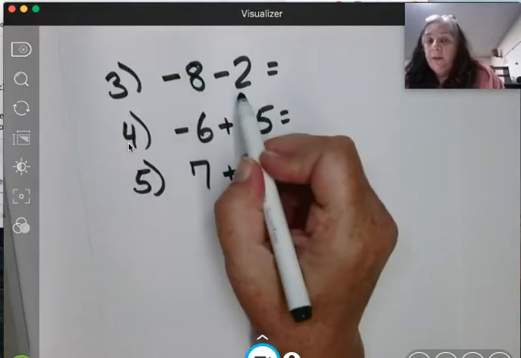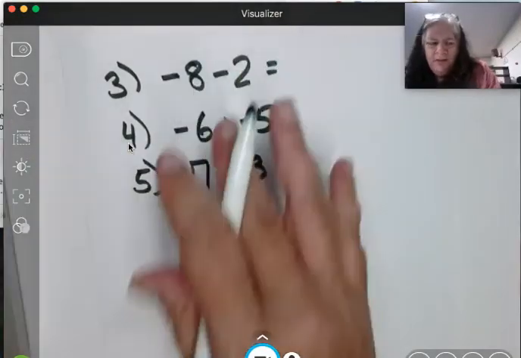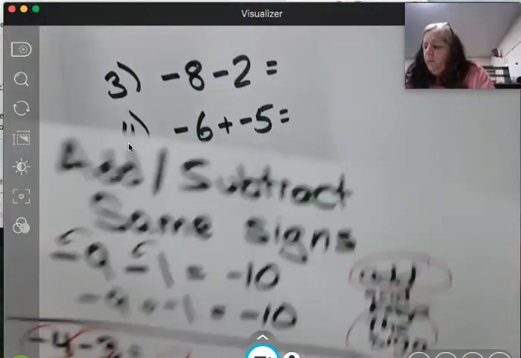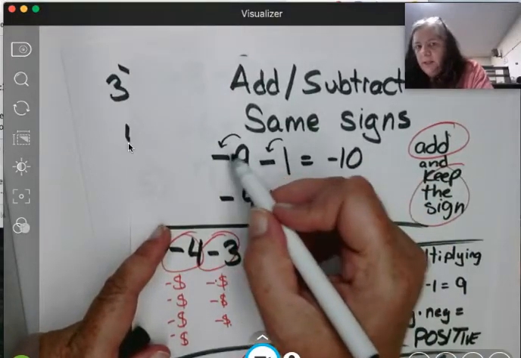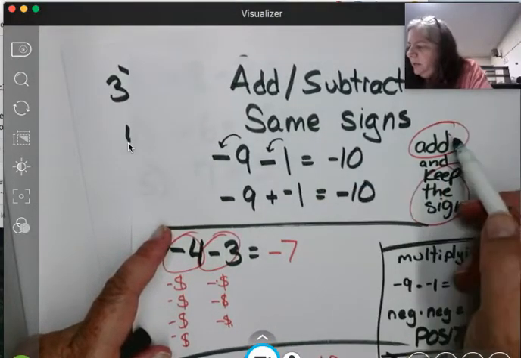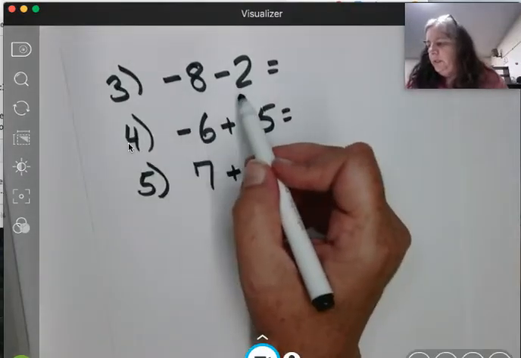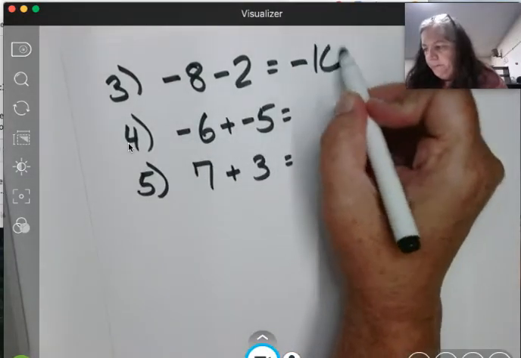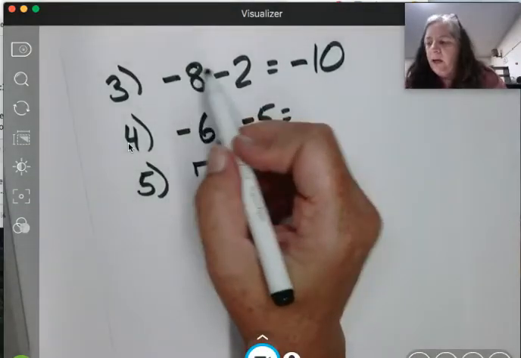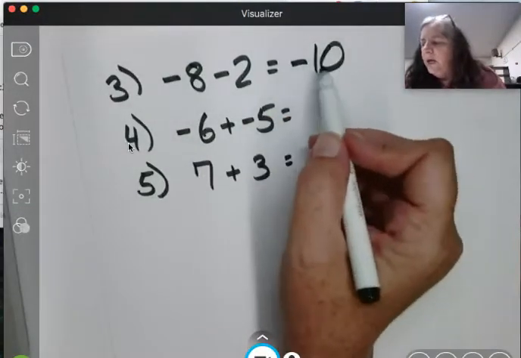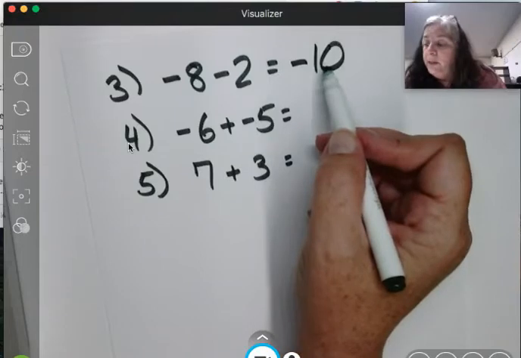These are the same sign. Don't go switching them to positive. That is not what the rule says. The rule says if each number has the same sign to the left, you add them and you keep the sign. 8 plus 2 is 10, and it's all negative. -10. If I lose $8 and then I lose $2, I have lost $10. It's not a good day.